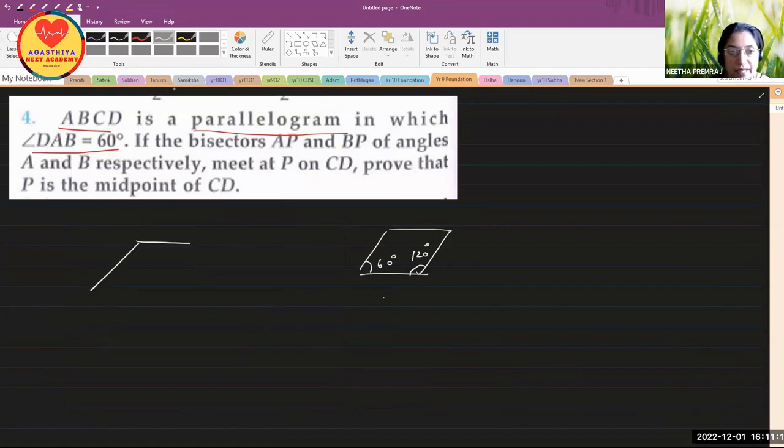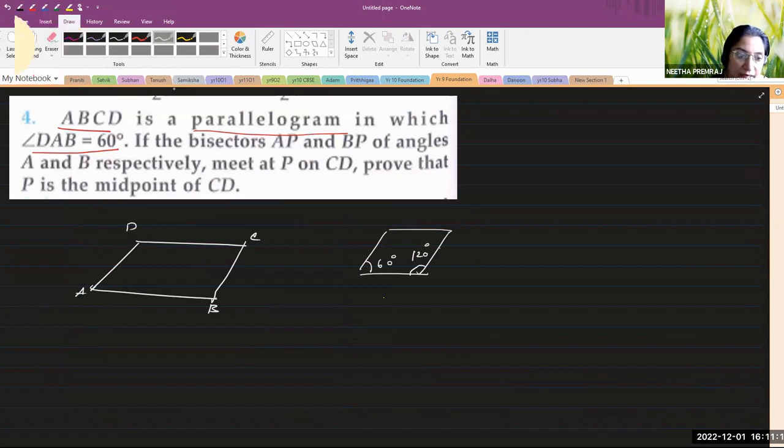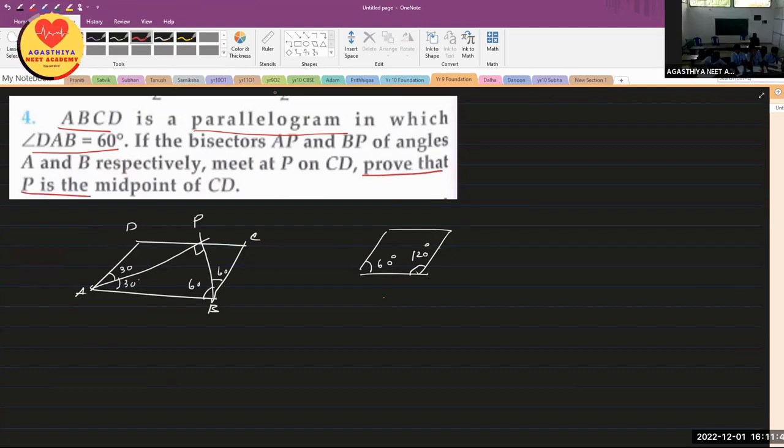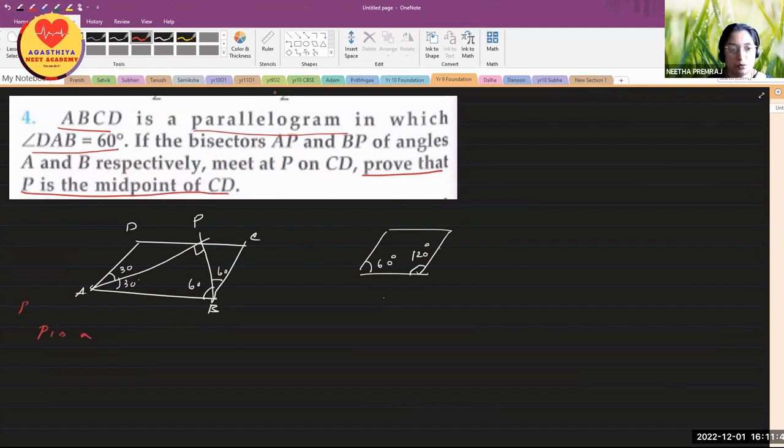See what they are saying. There is a parallelogram. If you draw a bisector, it meets CD at a point. So P falls on CD. This is 30. This is 30. This is 60 and this is also 60 and this is 90 degrees. Okay. Now you have to prove that P is a midpoint of CD. That is what you have to prove.